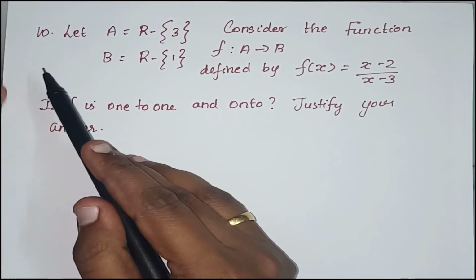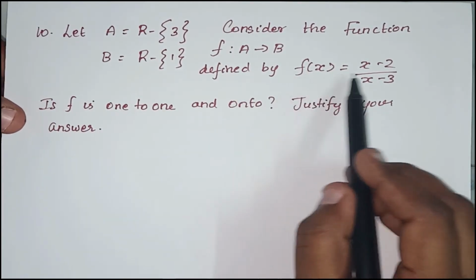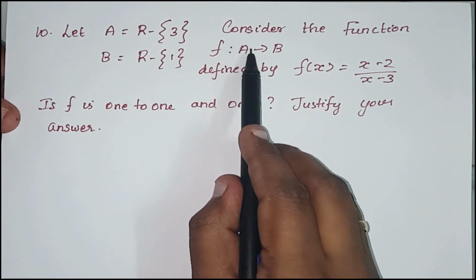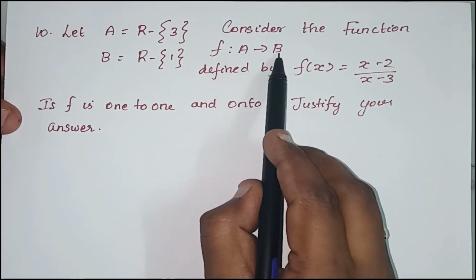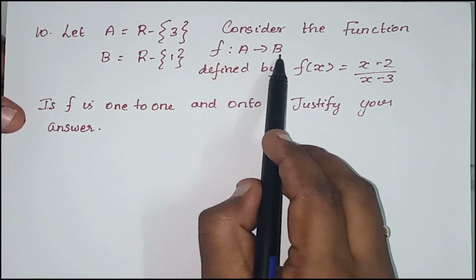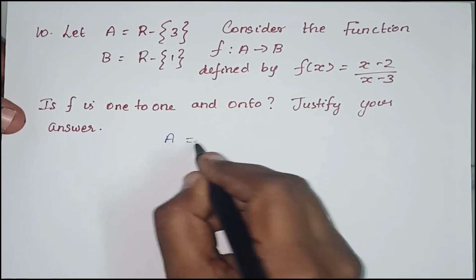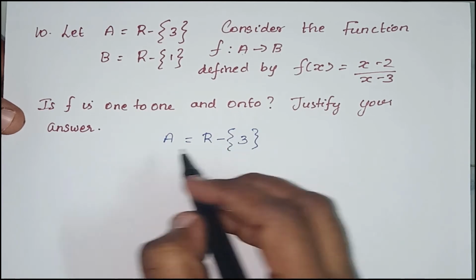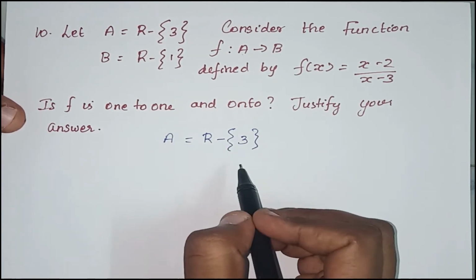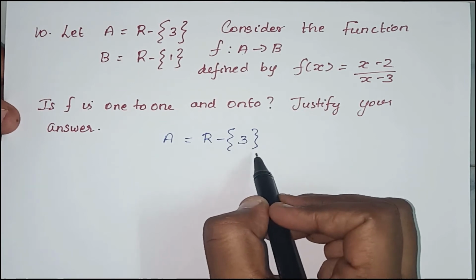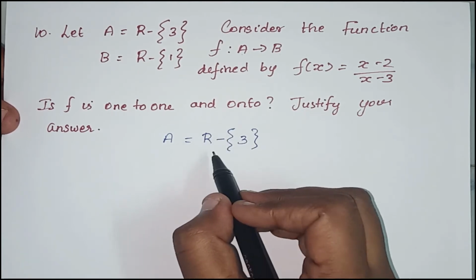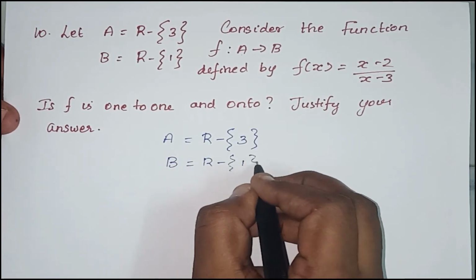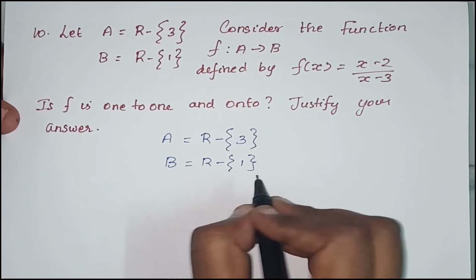Next, question number 10. In this question the given function is f of x is equal to x minus 2 by x minus 3. Domain is represented by A, codomain is represented by B. What are A and B? A is nothing but R minus 3. What is the meaning of this? The values of A are all real numbers excluding 3. So B is nothing but R minus 1, which is all real numbers excluding 1.